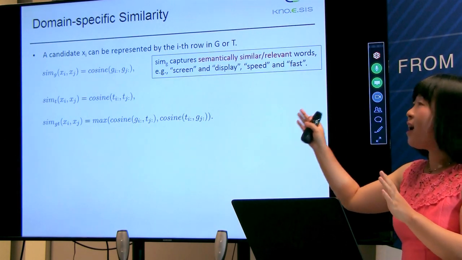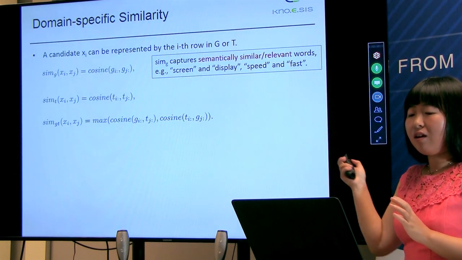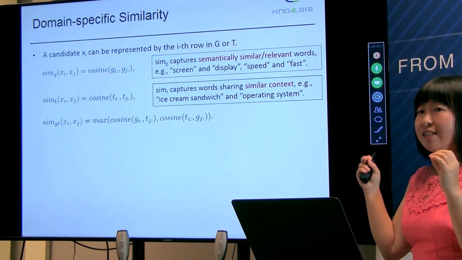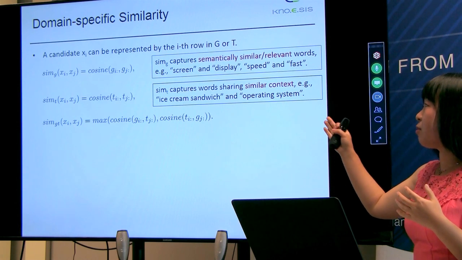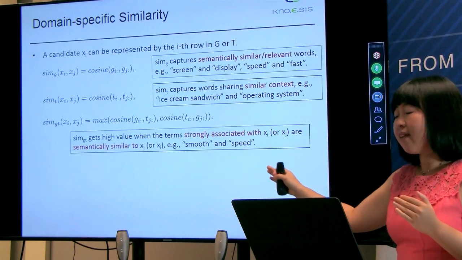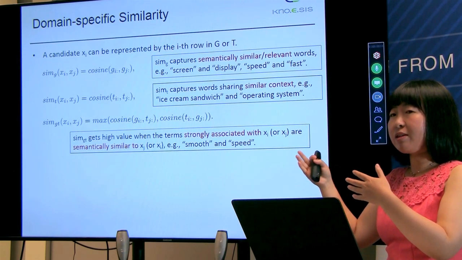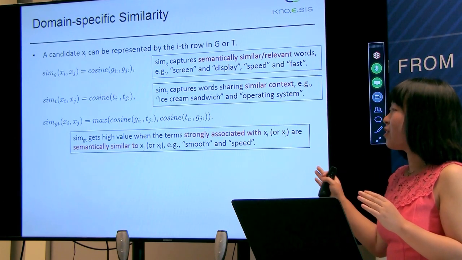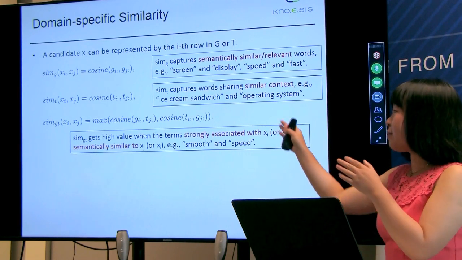So this GG similarity can capture semantically similar or relevant terms, like screen, display, or speed, fast. For the second one, we can also represent both candidates as row vectors in matrix T. This can capture words that share similar context or co-occur, like ice cream sandwich and operating system. The last one is the most interesting one. For some other cases, like smooth and speed, based only on matrix G, the general semantic similarity, they are not similar. Also, based on the corpus, they don't really co-occur a lot. However, smooth co-occurs a lot with running fast, and running fast is similar to speed.